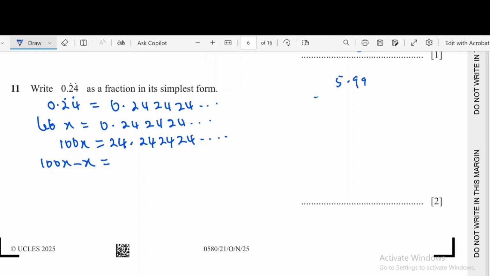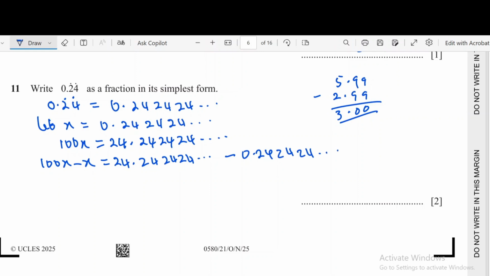5.99 and you say minus 2.99, okay, what do you get here? All the 99 whatever will turn to 0 and you get 3. So all the decimal parts will turn out to be 0. The same way, if I subtract, I have 24.242424 as it recurs, minus 0.242424 and so on and so forth.